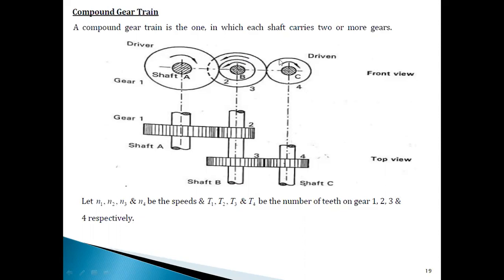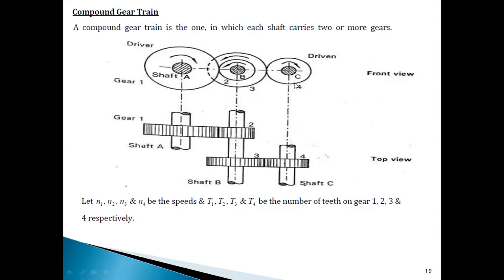When we were discussing the simple gear train, I told you one important point: for each shaft, if there is only one gear, it is a simple gear train. But for a compound gear train, if for each shaft minimum 2 or more than 2 gears are there, then we call it a compound gear train, which you are seeing in this figure.